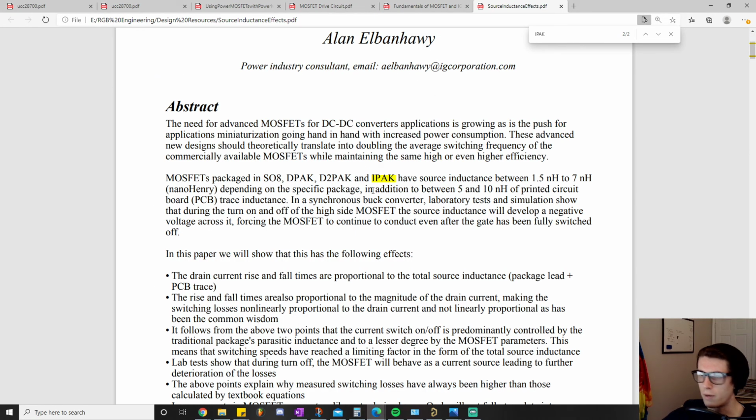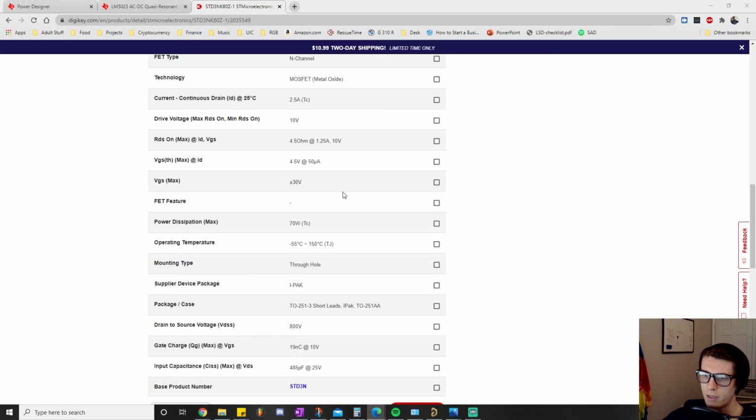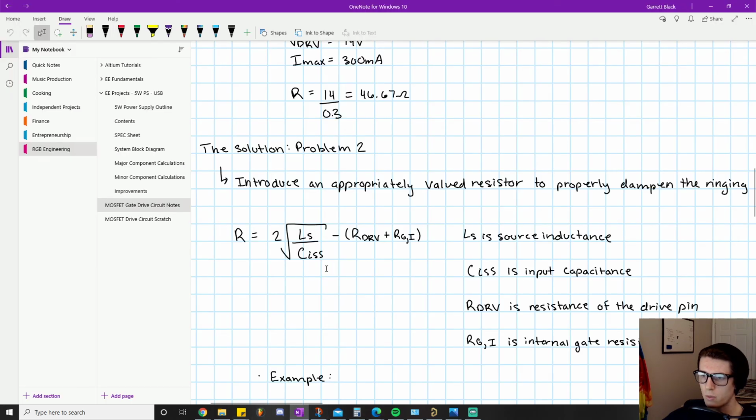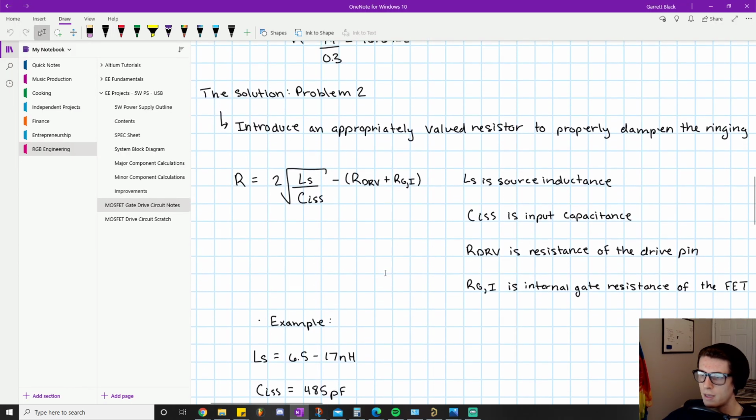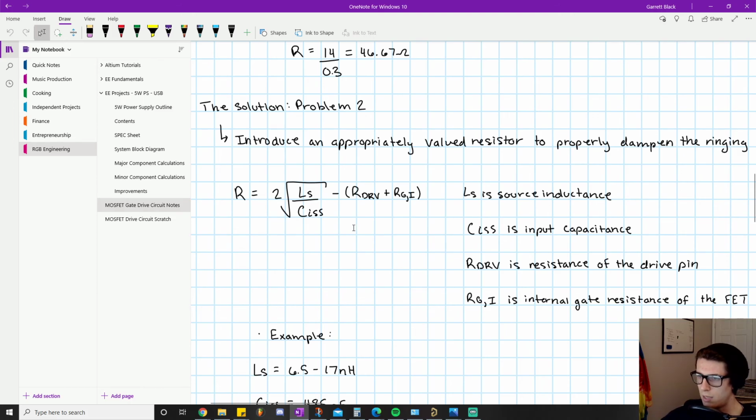Right here, it says DPAKs have a source inductance between 1.5 nanohenries and 7 nanohenries. And then it also says to make sure to account for the 5 to 10 nanohenry printed circuit board trace inductance. So that's where I got those numbers from. We're using these as estimates because we're going to develop a range of values for our resistor.